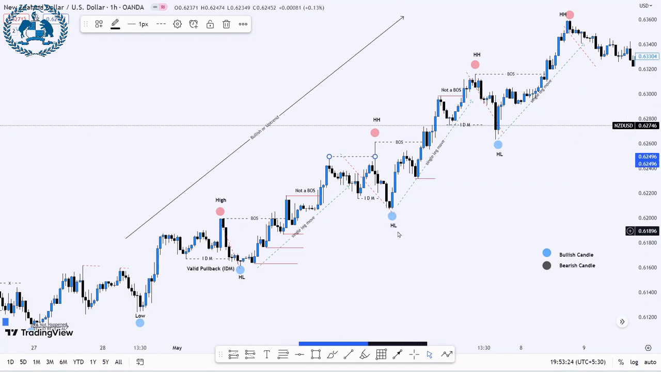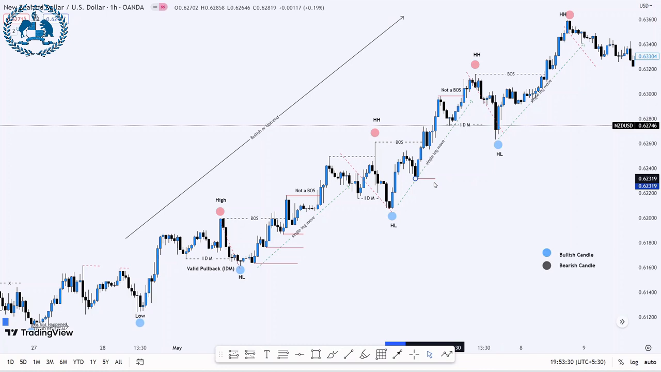Higher low also confirmed. Here also we should not mark our higher low at this point. See, this point we should not mark because this is our lowest point. Here only we have to mark our higher low. After higher low is confirmed, price keeps moving towards upside.